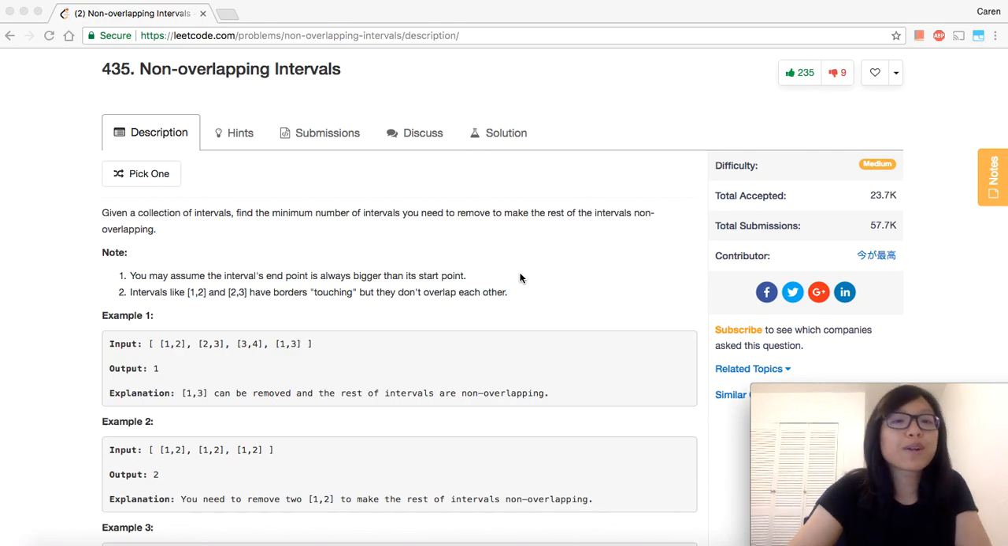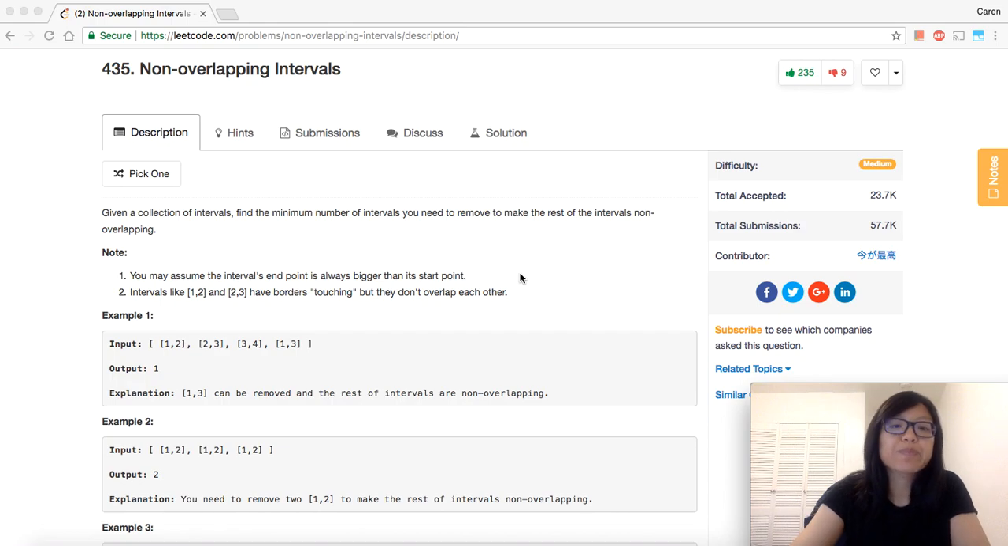So this is the question we're going to work on today and try to solve. Let's first start by trying to understand the question. The question states that given a collection of intervals, we want to find the minimum number of intervals to remove to make the rest of the intervals non-overlapping. The first note we are given is that we can assume the interval's endpoint is always bigger than the start point.